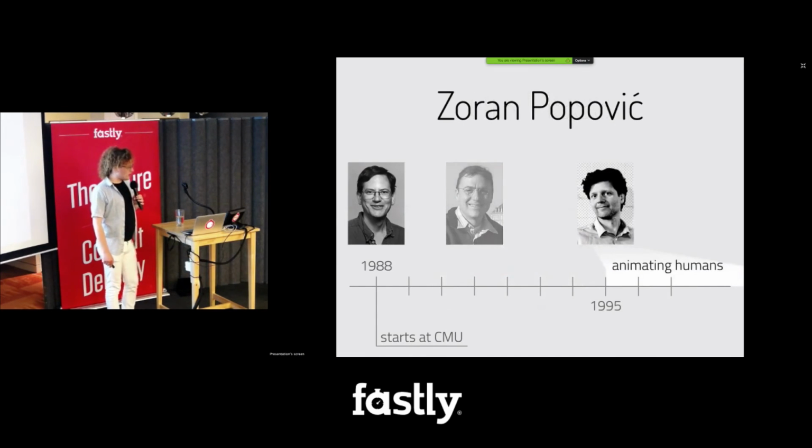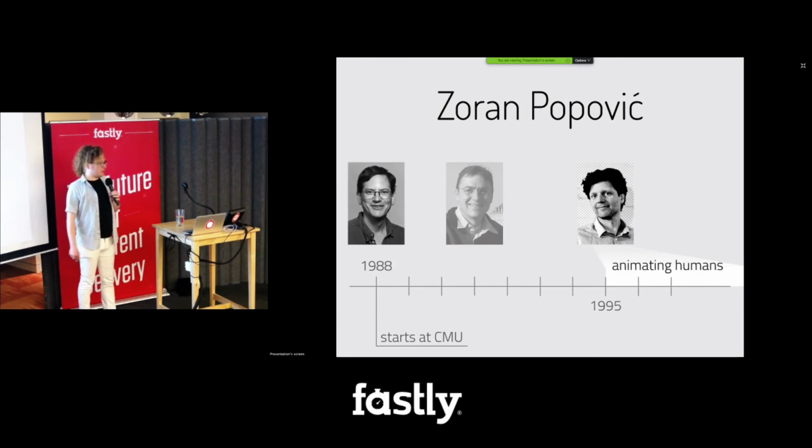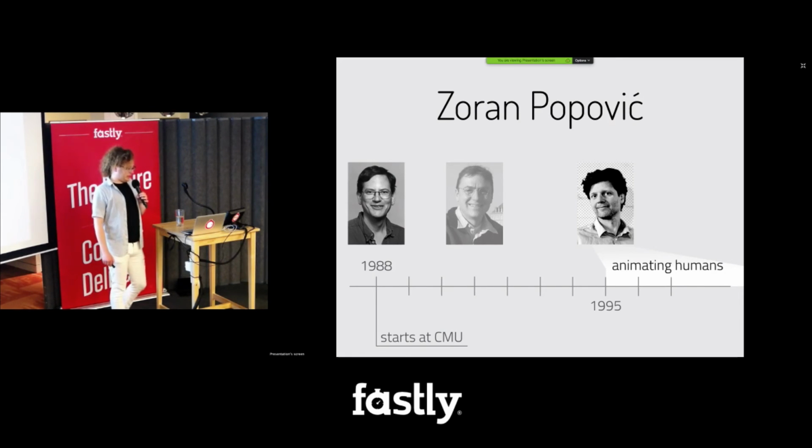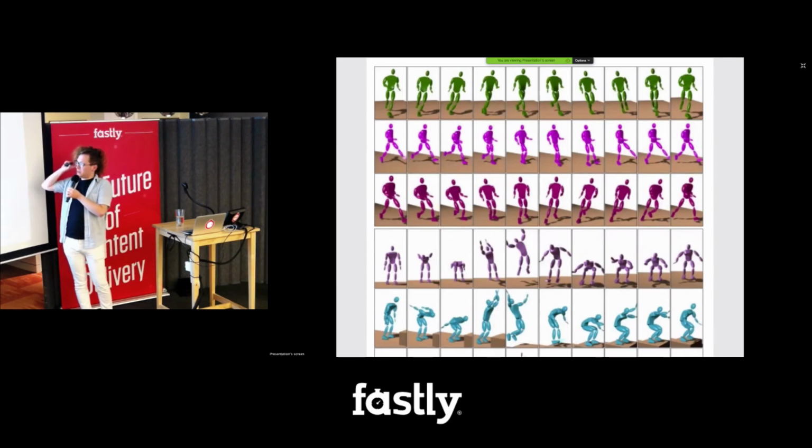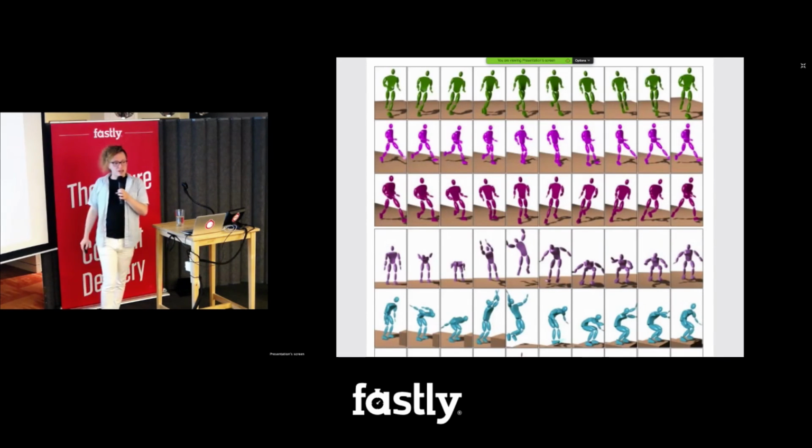Another student that Andy Witkin has at CMU is a fellow by the name of Zoran Popovic, who does a lot of his work on animating human characters and really sort of takes off with motion capture data becoming available in the late 90s. One of his key works he does here is on physically based motion editing.